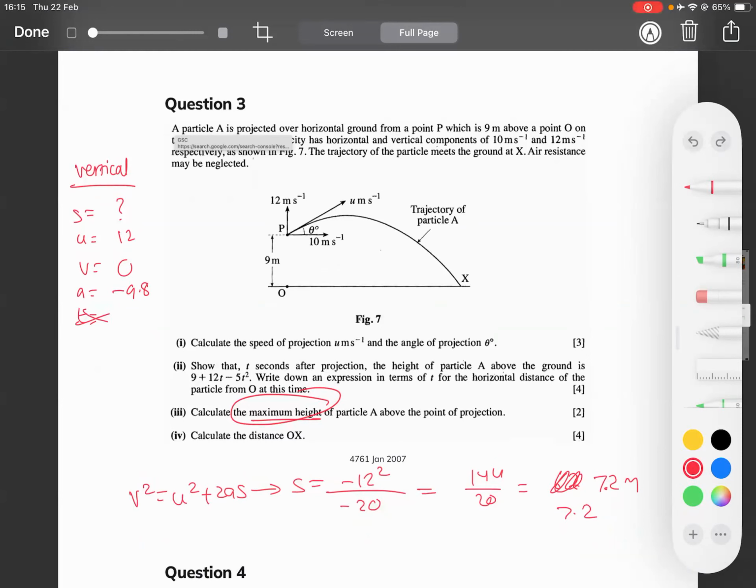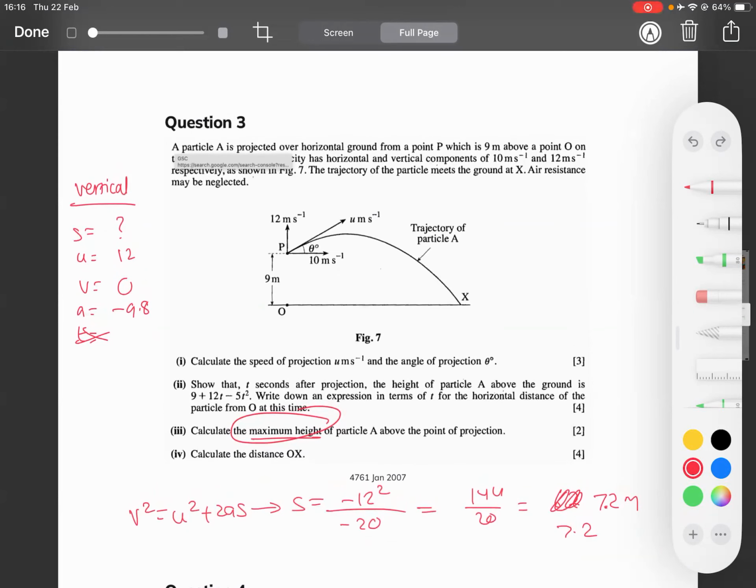Distance OX, what's special about the point X? It's when Y is negative 9. So you do a vertical suvat and then get the time, and then do a horizontal suvat with that time, and you'll find S.